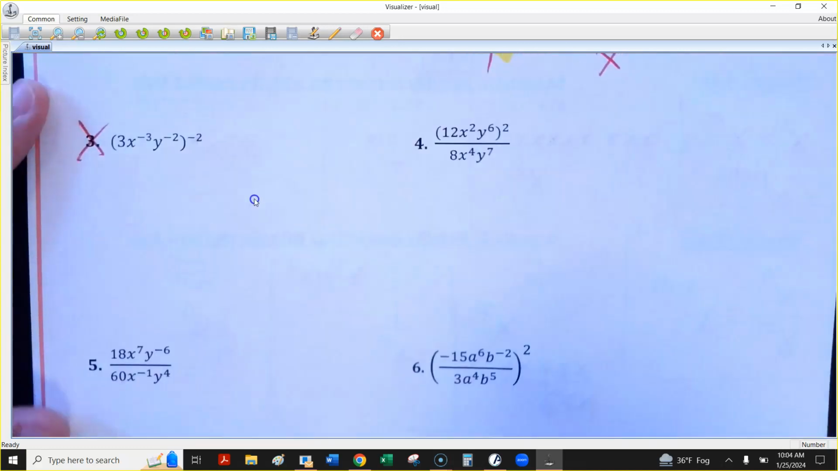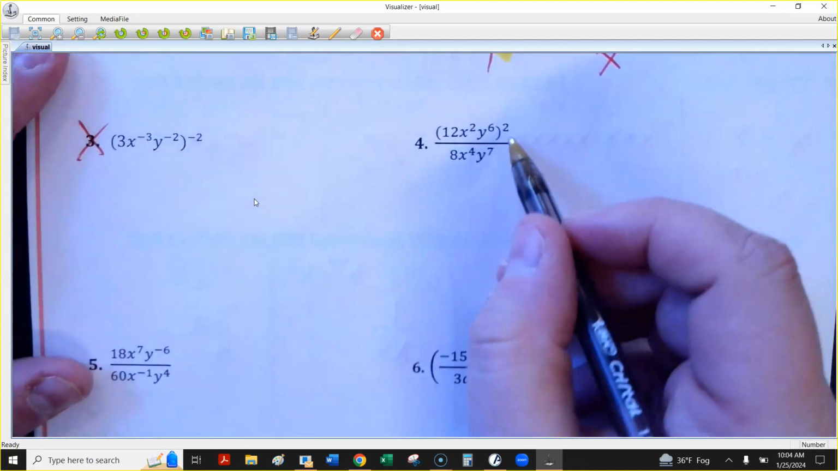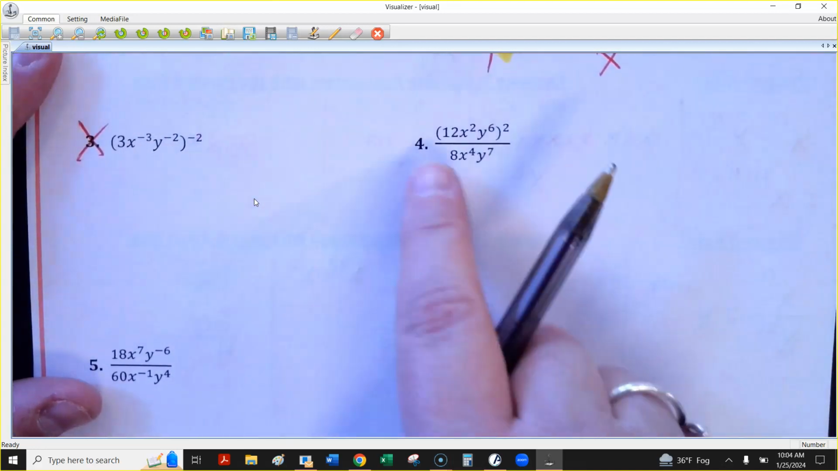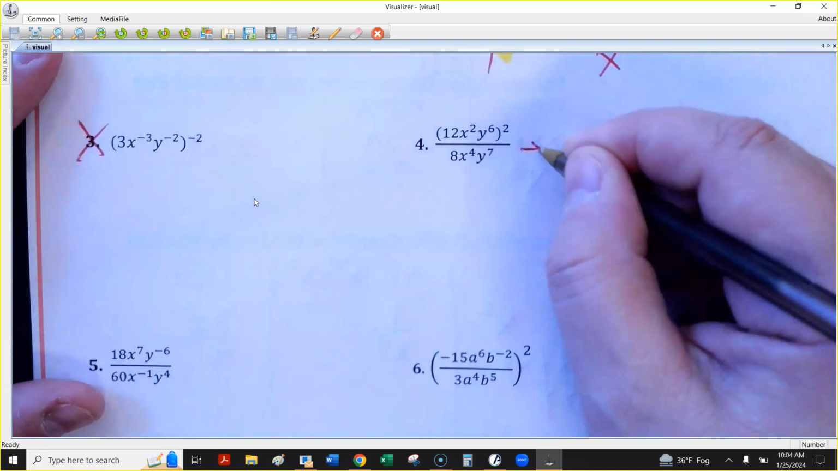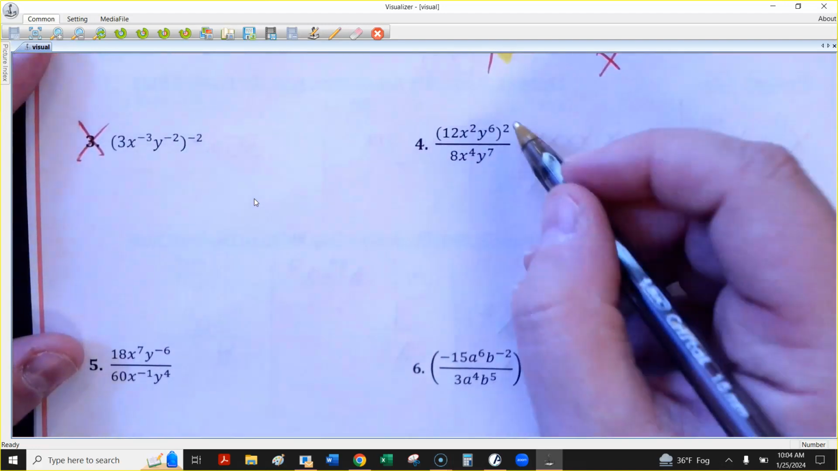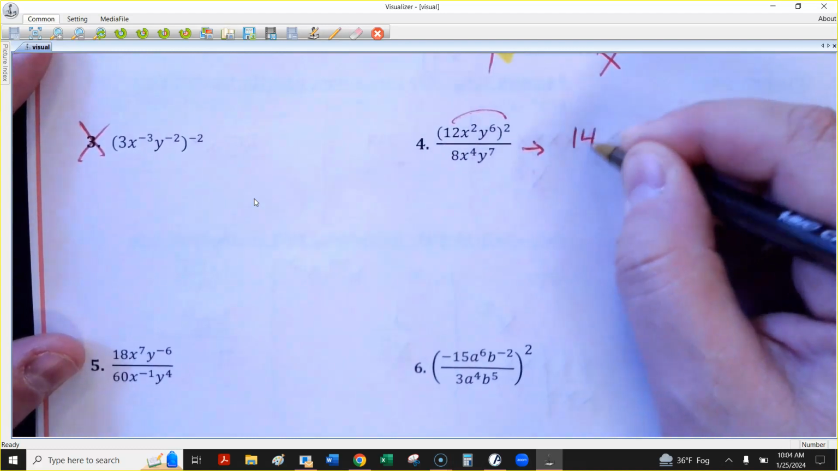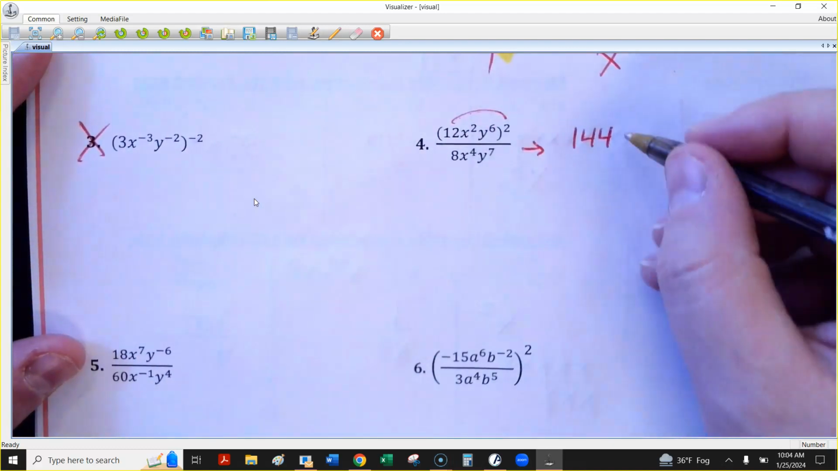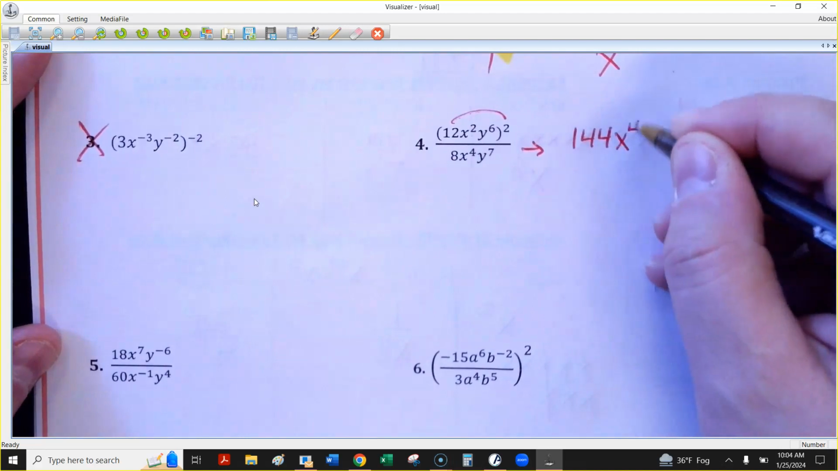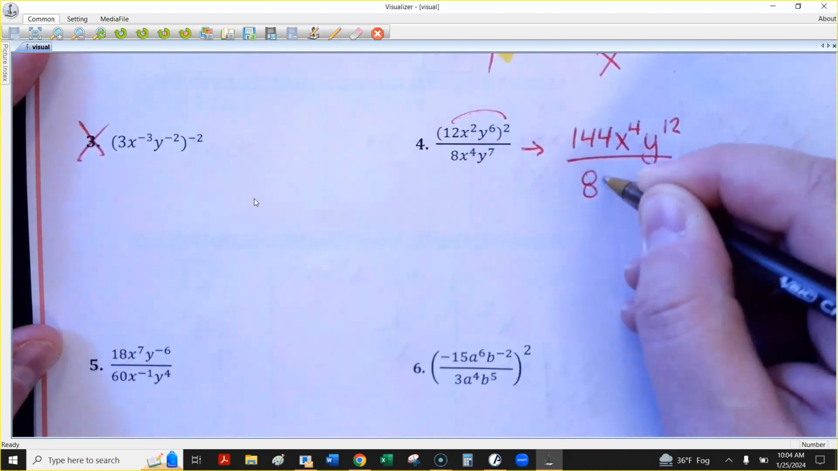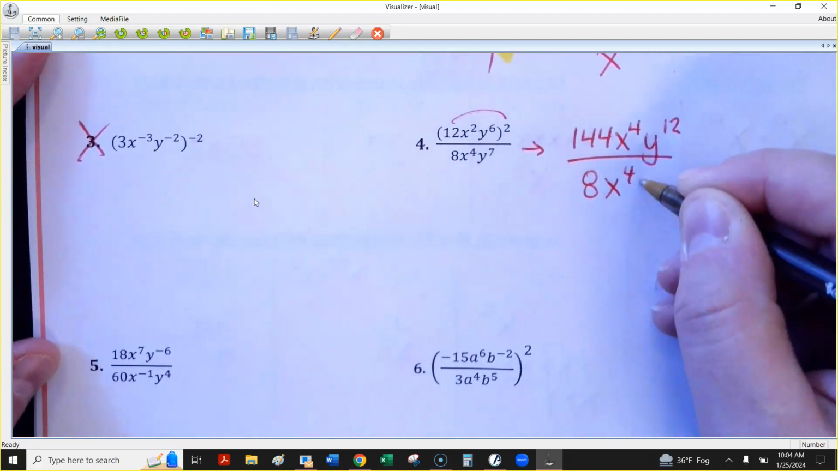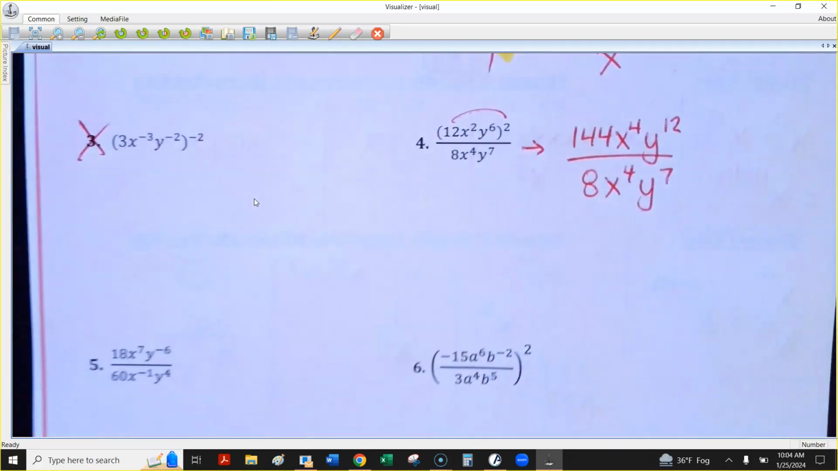I want to do a couple of these fractions with you. Now I cannot simplify that fraction in terms of top and bottom because the top has a squared. So you have to square the top first. So 12 squared, you got 144. Power to a power, I'm going to multiply my exponents. So I'm going to have x to the 4th and y to the 12th on the top. On the bottom, I'm going to have 8x to the 4th and y to the 7th. I just copied that down.